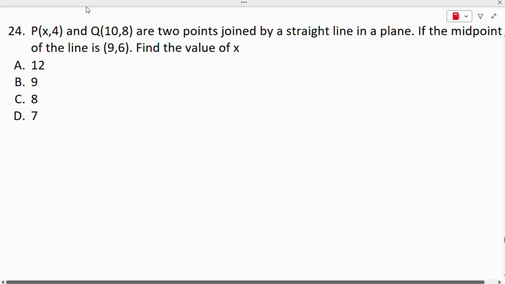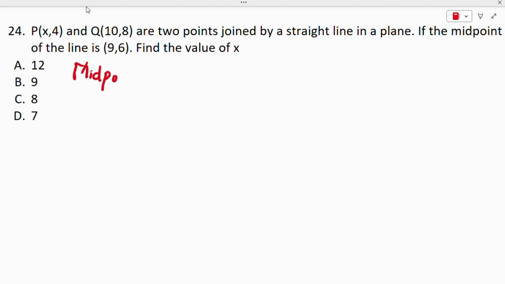If the midpoint of the line is 9 and 6, find the value of x. So we have that the first point P has x and 4, Q has 10 and 8, and we have to find the value of x. So the first thing we want to do is find the formula for the midpoint.